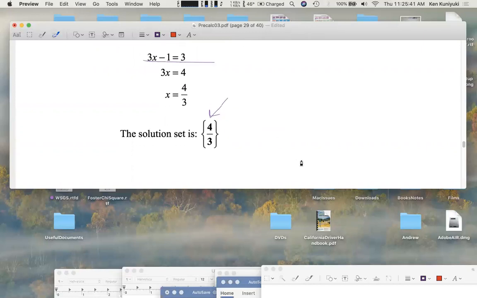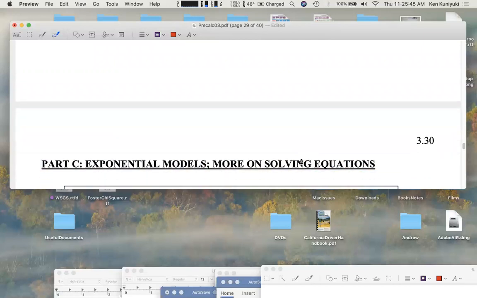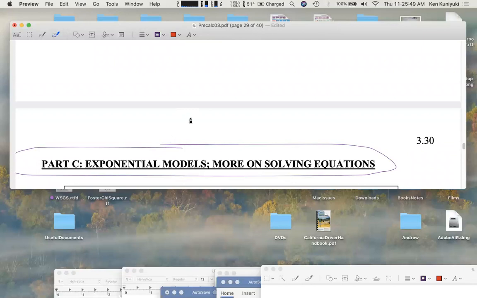Okay, so we've solved a couple of exponential equations. Now we're going to apply these ideas to solving sort of real-world problems, exponential models.